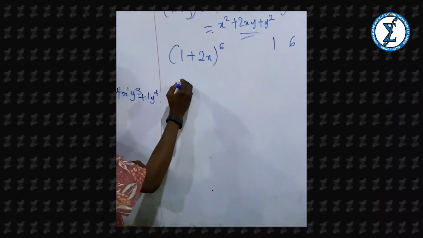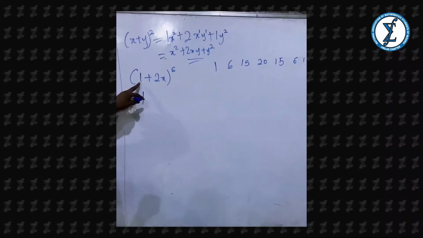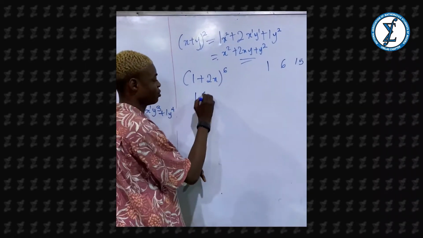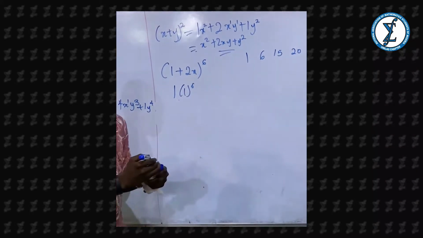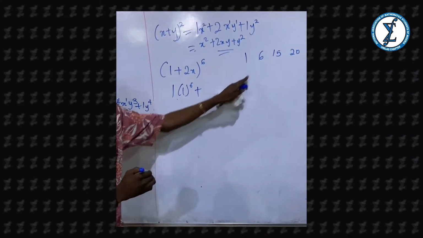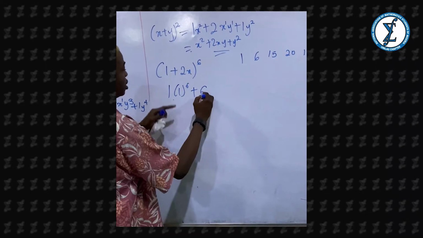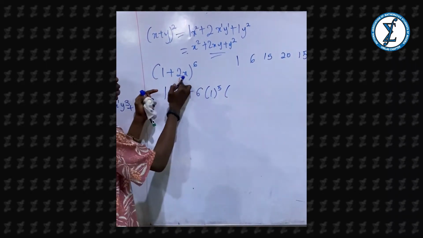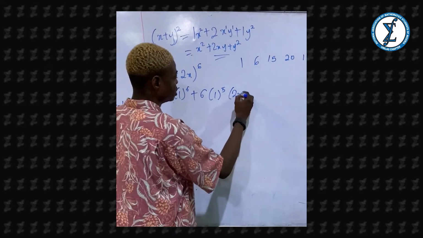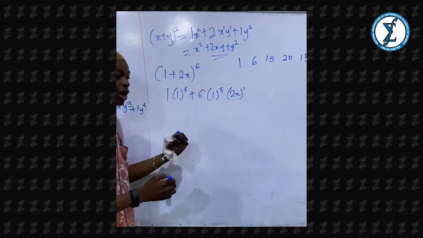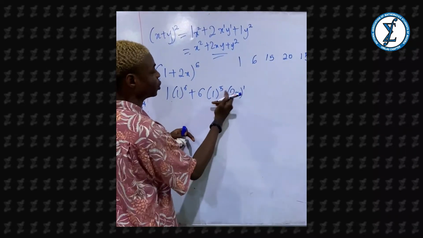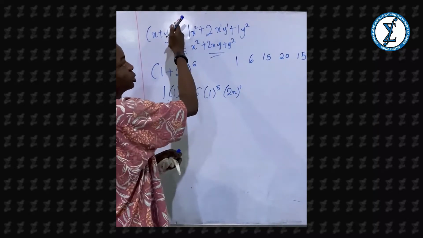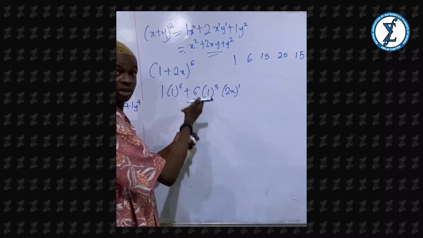start with the first number, 1. Now, remember what we did here. We said the first number takes the highest power. So we have 1 raised to the power of 6 plus the second number, 6. 1, you reduce the power, that's 5. Then everything you have here, which is 2x, goes in this power of 1. How to know you are correct? Your power must always add up to 6. 5 plus 1 adds up to 6.